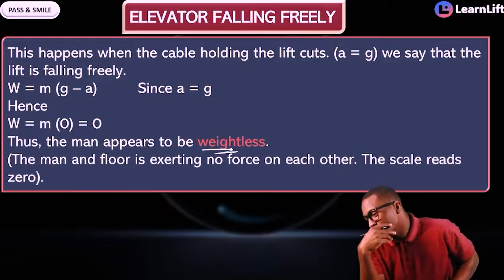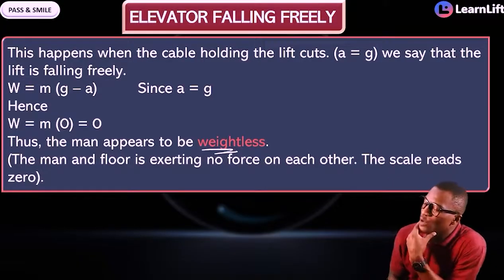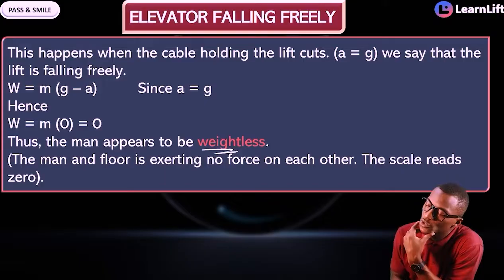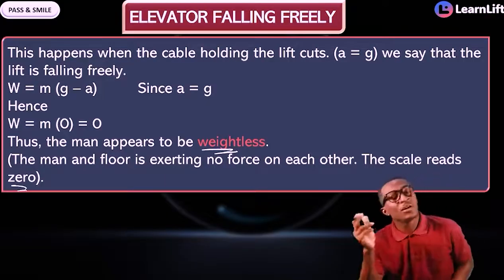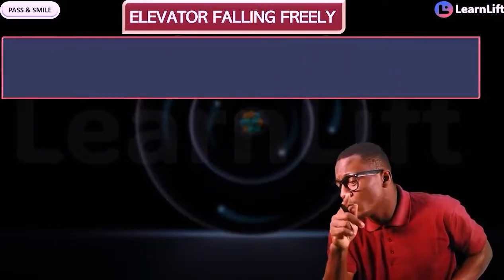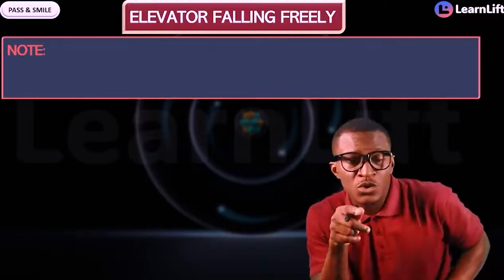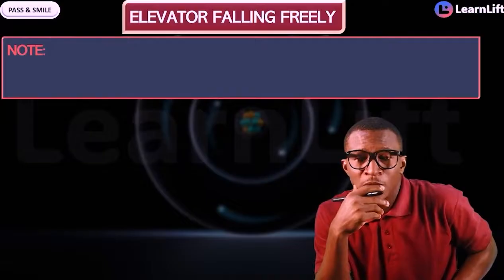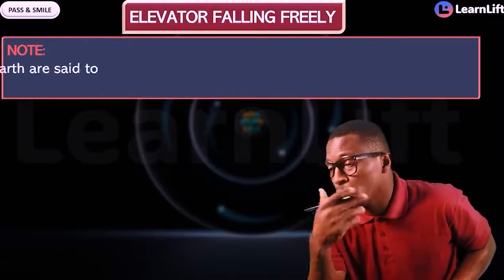Weightless. So a man and the floor exert no force on each other. So the scale is going to read what? 0, because both of them are not exerting force on what? On each other. And still on that note, I'm also going to talk about this when we are discussing the next topic.